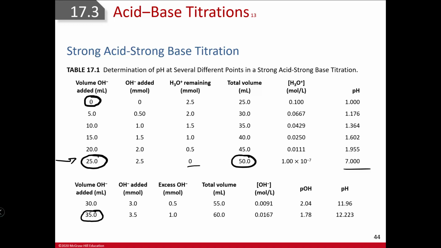And so that's why the pH is 7. Beyond this point, we have an excess of the hydroxide ion. And we're not measuring pH, we're measuring pOH that we will convert to pH.